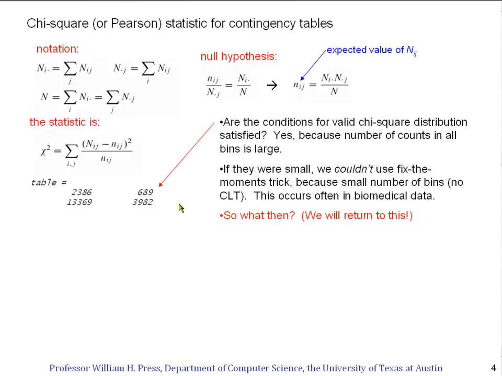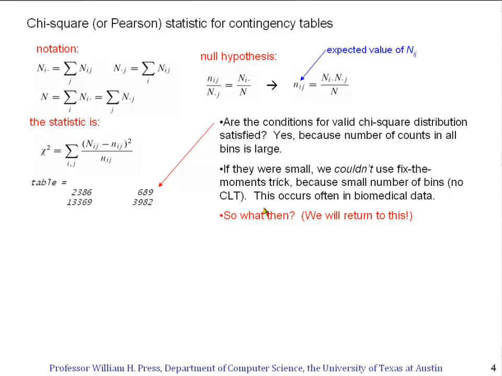In this case, the number of counts is very large, so we can ask, are the conditions for this to be approximately chi-square distributed valid? Yes, because the number of counts in all the bins is very large. Now what if the number of counts in one or more of these bins was small? What if it was 1 or 5 or 3? Well, then this statistic would not actually be chi-square distributed. Furthermore, we couldn't use that trick that we learned about in fixing the moments of it in a previous segment, because that trick only worked when we had a large number of bins.